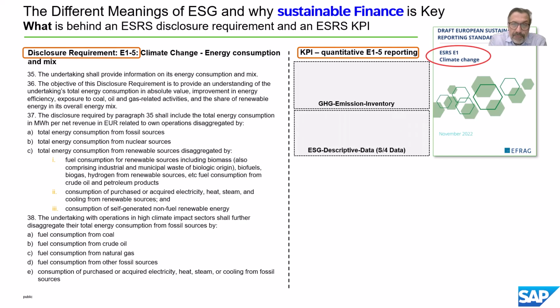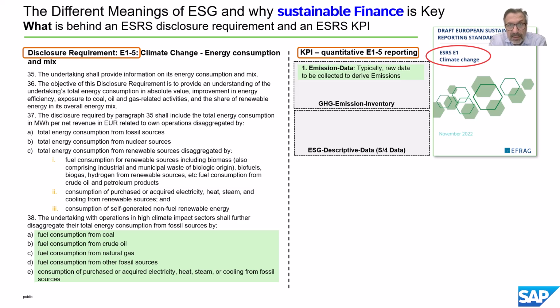And secondly, we have to bring ESG descriptive data out of our S4 system in order to mix environmental data, greenhouse gas emission data, with transactional data in order to derive the KPI. In the disclosure requirement on the left-hand side, we can first identify the emission data. You can see that under A, B, C, D, E, fuel consumption from coal, fuel consumption from crude oil. These are a new type of data.